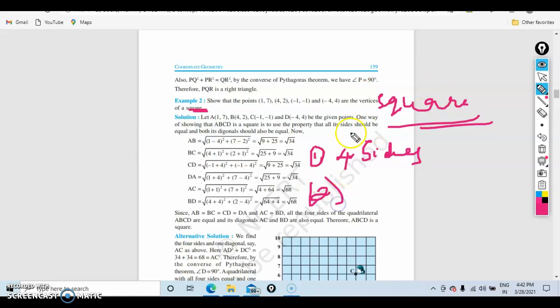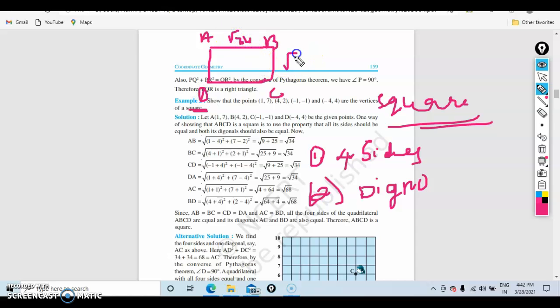The second one is that the diagonals should also be equal. I can show you in the diagram. This is a square, so first of all A, B, C, D. Suppose you are getting AB root 34. What do you have to get? BC also root 34. CD also root 34. DA also root 34. That means all four sides are equal. Then you will say it is a square. Okay, the first condition is satisfied.